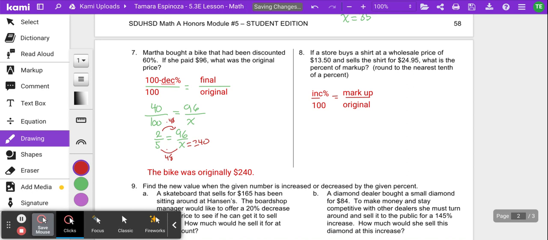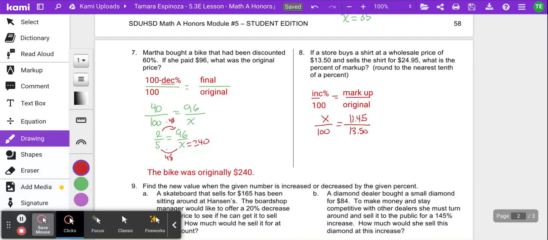If a store buys at a wholesale price of $13.50 and sells it for $24.95, so I have to know, well, they marked it up $11.45. So that's the markup. The original was $13.50. So that's a huge markup. It's almost the whole price. It's going to be a big percentage. Then this is the X, and this is 100.